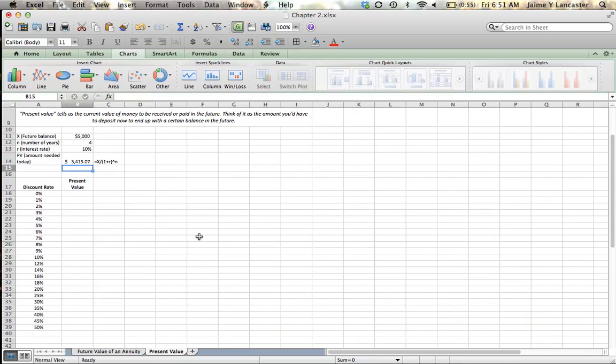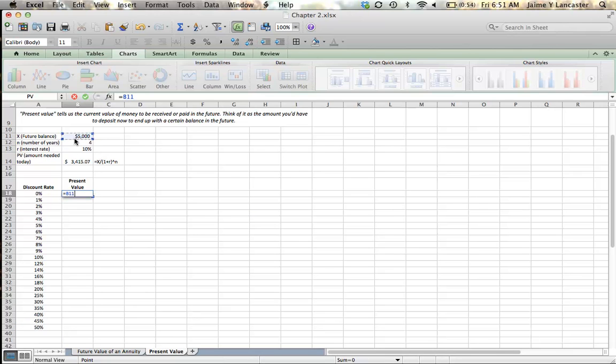I'm going to scroll down. The higher the rate of interest we can earn, the less money we're going to need to deposit now, the lower the present value. Let's run an example and do a chart. So what I'm going to do is calculate present value of $5,000 at each of these interest rates from 0 to 50%. And we're going to look at the present value of that under a variety of different circumstances.